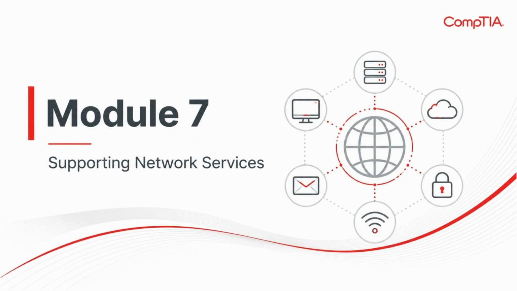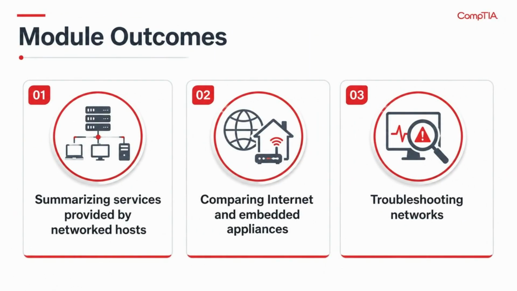Welcome to Module 7, Supporting Network Services. This module covers the services that run on networked hosts, the internet and embedded appliances that support them, and how to troubleshoot networks when things go wrong. By the end of this module, you'll be able to summarize services provided by networked hosts, compare internet and embedded appliances, and troubleshoot networks. These three outcomes map to the three lessons ahead.